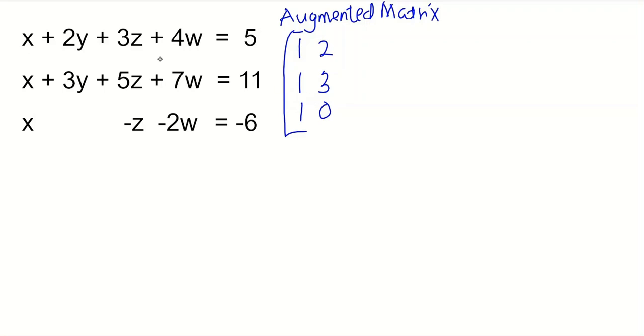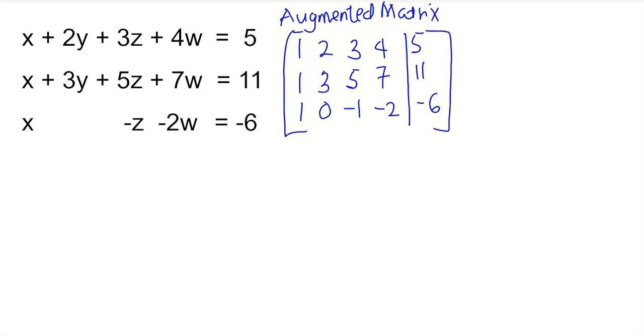Now for z, the first equation is 3, the second equation is 5, and for the third equation it is -1. And then for w, the first equation is 4, the second equation is 7, and the third equation is -2. From here we bring our constant terms, and that is 5, 11, -6.